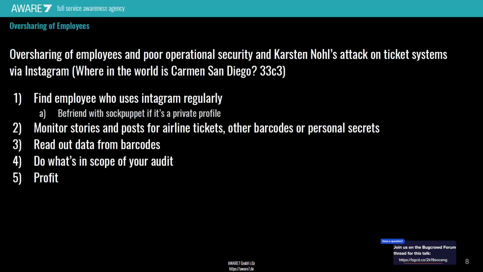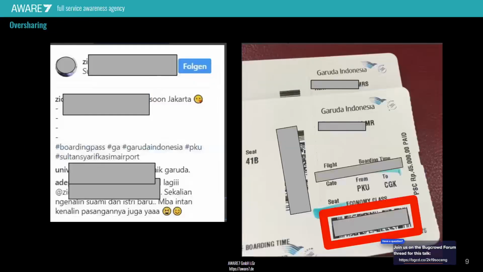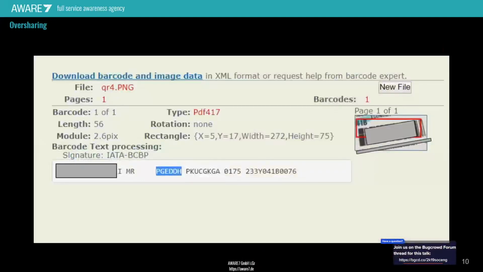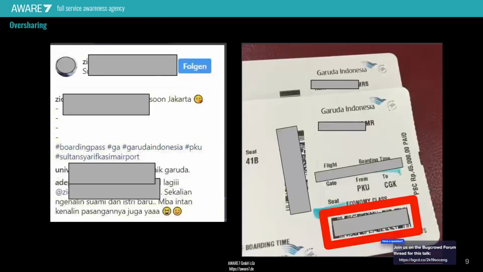And here is basically the case. You just scrape Instagram for the hashtag boarding pass, and you will find that there are probably now a hundred and a few thousand of these posts online. And then you scan the QR code with whatever type of scanner you have at hand. And then you get this blue information, which is basically the reservation number. And it's now anonymized, this ticket, but there is a last name on the ticket.